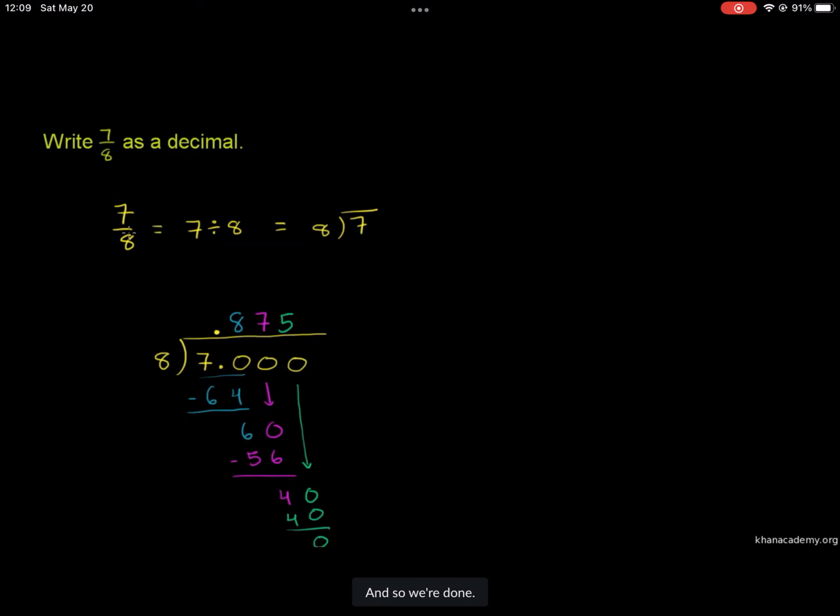And so we're done. 7 divided by 8, or 7/8, is equal to 0.875. But I'll put a leading 0 here just so it makes it clear that this is where the decimal is. 0.875. And we are done.